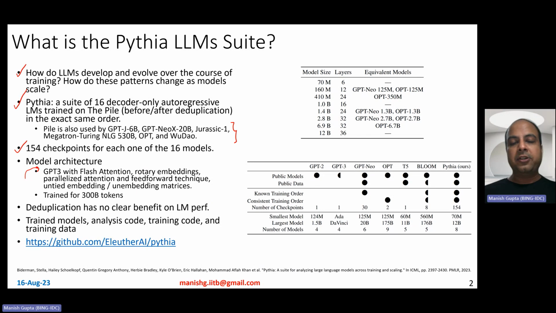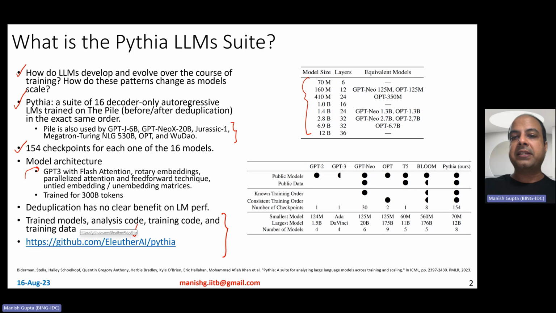Of course, they have trained these 8 different sizes. So 8 sizes and then deduplication versus not. That is how there are 16 different models. And they've observed across various experiments that deduplication does not really have any clear benefit in terms of language model performance. Of course, they have released trained models, analysis code, training data, all on that link. So if you want to try out the Pythia suite, that's available there.